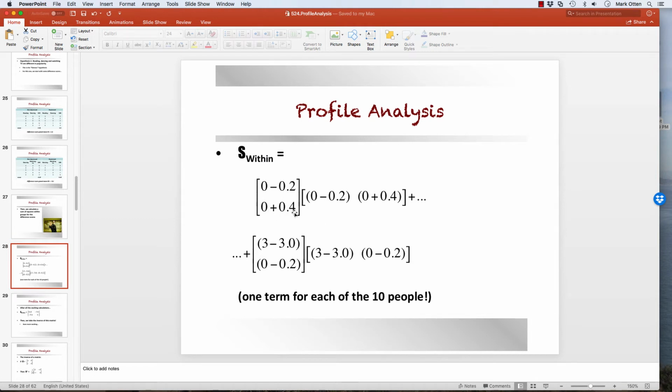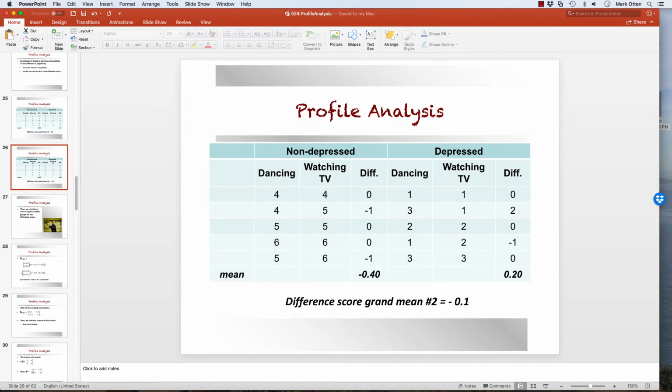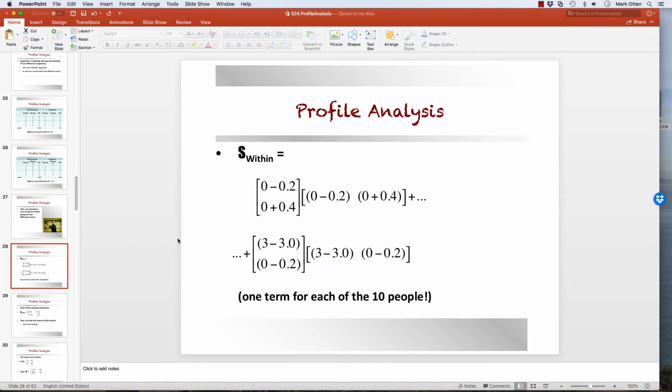Then we have below that 0 plus 0.4. So that is the same person here, but on the second comparison group. So you're going 0 here for the first person, minus negative 0.4, right? So minus negative becomes positive. So this is still the non-depressed group. The first person, the same person, gets put in this vector here. And then this process should look familiar if you have already gone through MANOVA, because we're taking a matrix and turning it on its side as a transpose, thereby multiplying these deviations by each other. This is one term for each of the 10 people. So the dot, dot, dot implies 10 people.